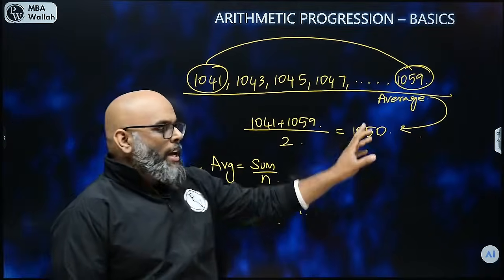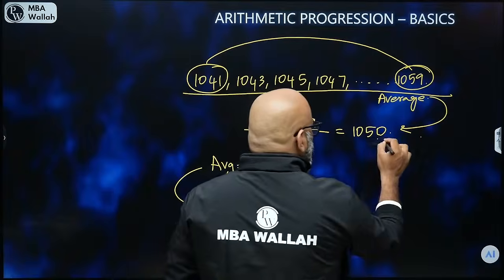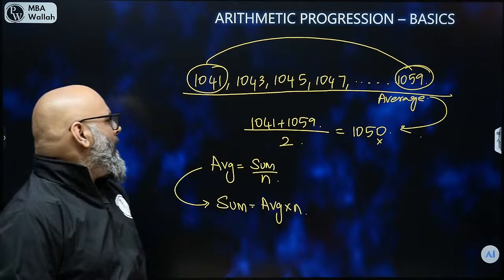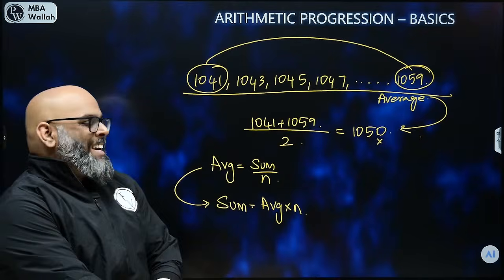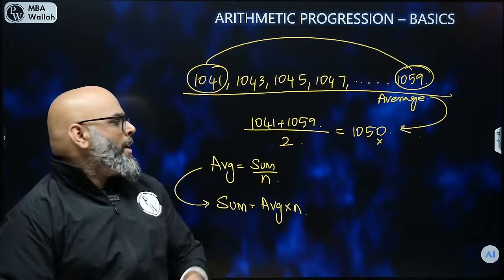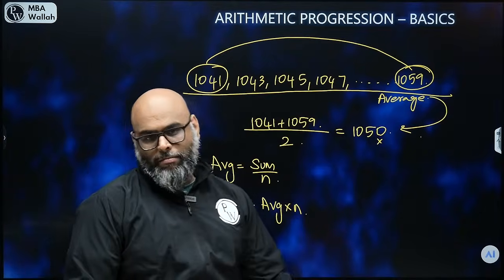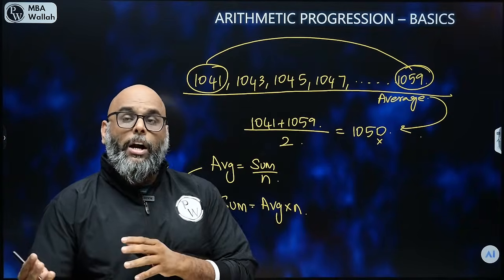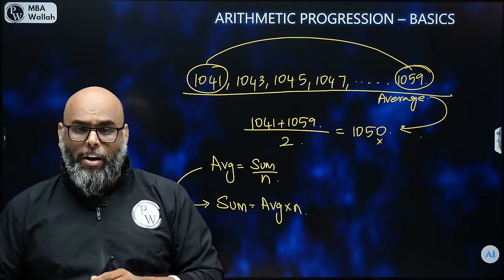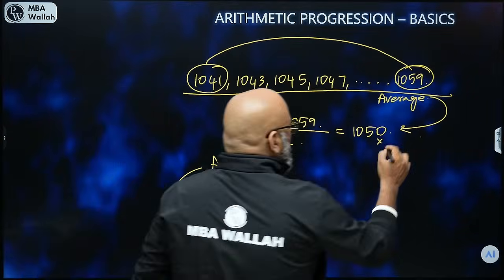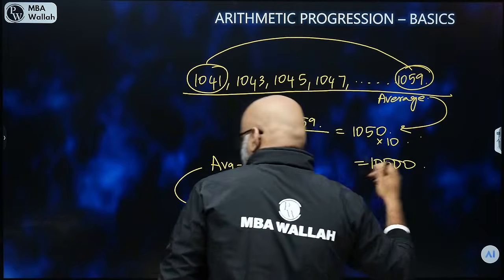I have found the average. What am I supposed to do? Simply multiply it by n. What is the n value here? From 41 to 59, that's 18, so 18 gone as 2, 2, 2 each, that is 9 steps. But then there's also 41 sitting here. So how many terms are there? 10. 1050 into 10, which is 10,500.